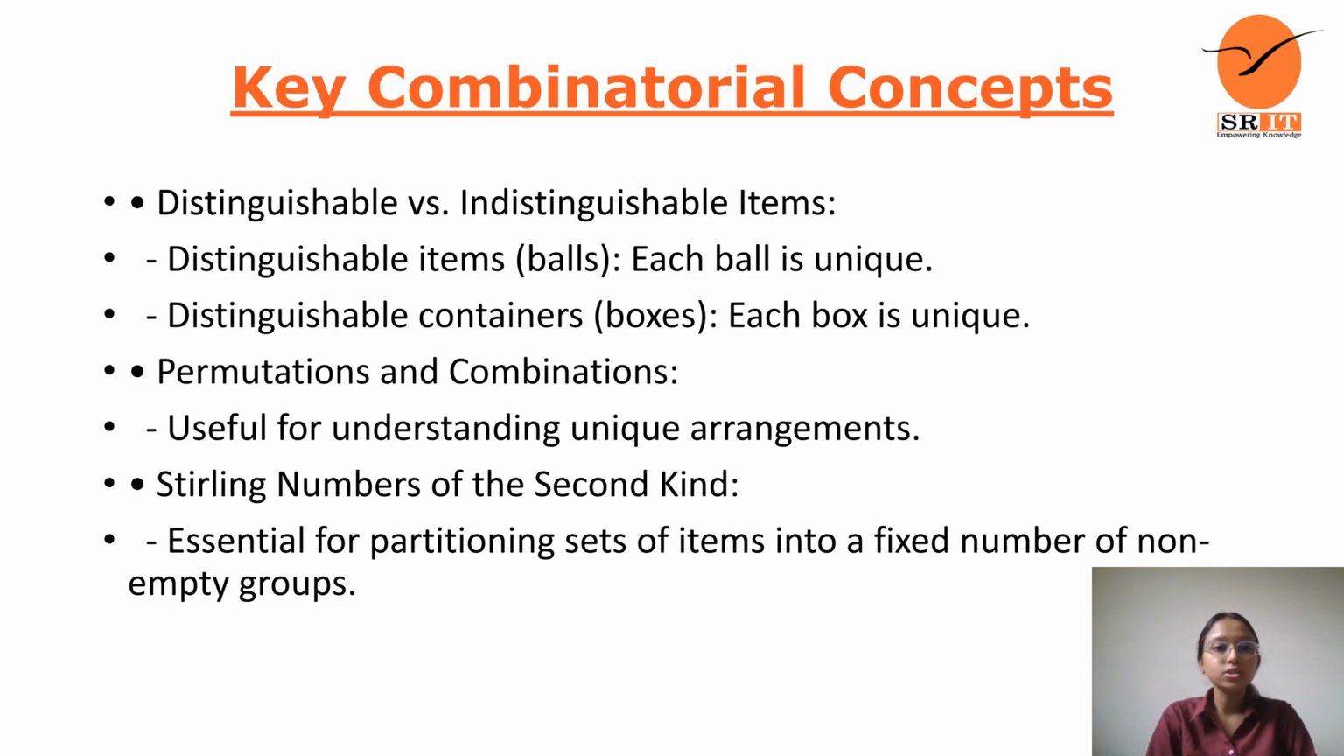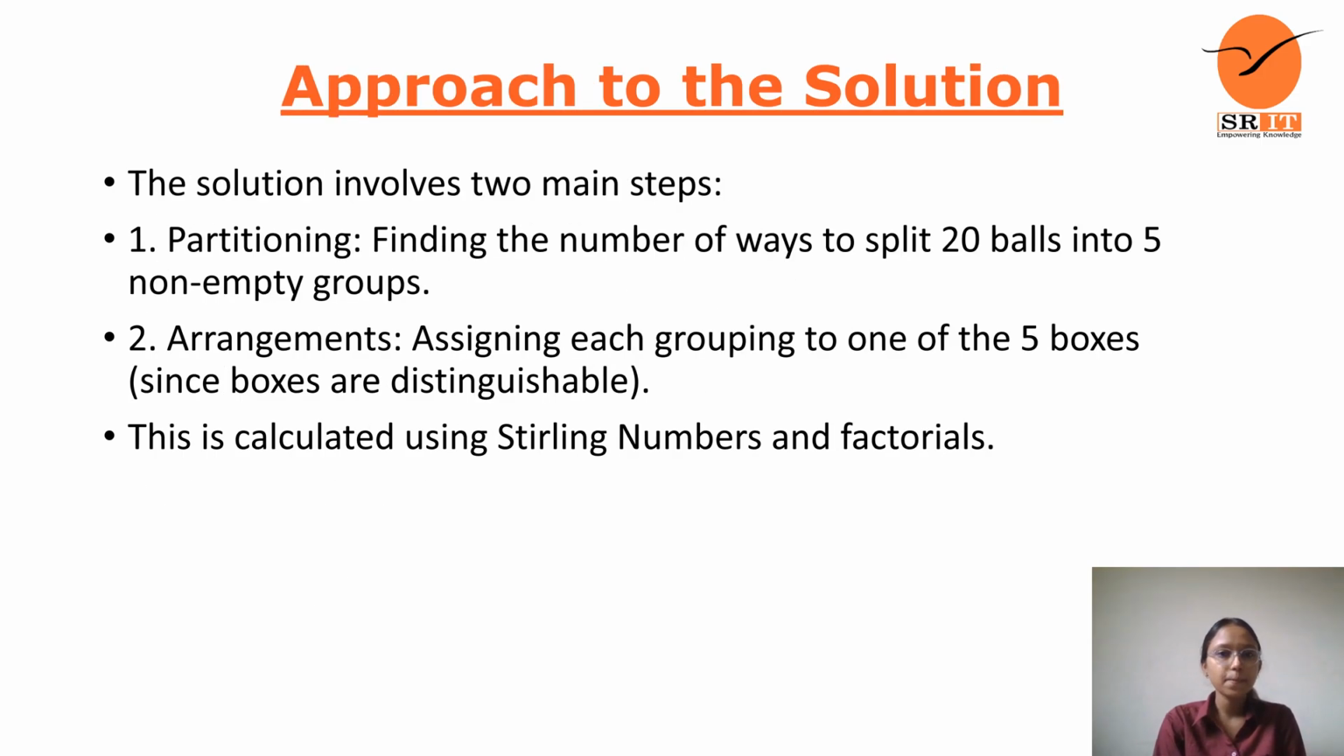Key combinatorial concepts. Distinguishable versus indistinguishable terms. Distinguishable items: each ball is unique, each box is unique. Permutations and combinations are useful for understanding unique arrangements. Stirling numbers of the second kind are essential for partitioning sets of items into a fixed number of non-empty groups. So moving on to the next slide.